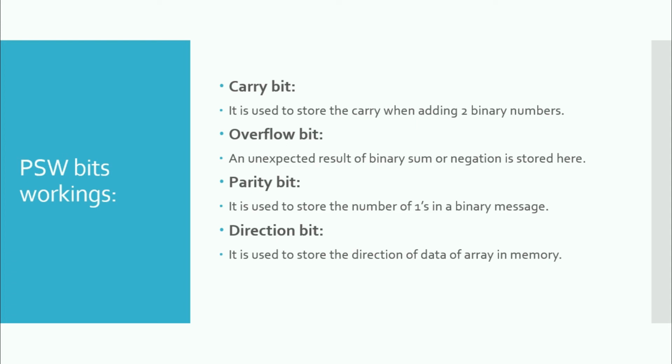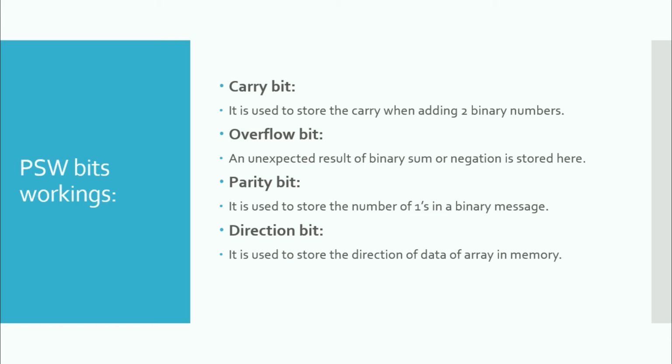Carry bit is used to store the carry when adding two binary numbers. Basically, while adding two binary numbers, we have to move a carry to the next digits. So here the carry bit is used to store this carry while adding two binary numbers. And after that, the overflow bit: the unexpected result of a binary sum or negation is stored here. Mostly unexpected results come in negation.